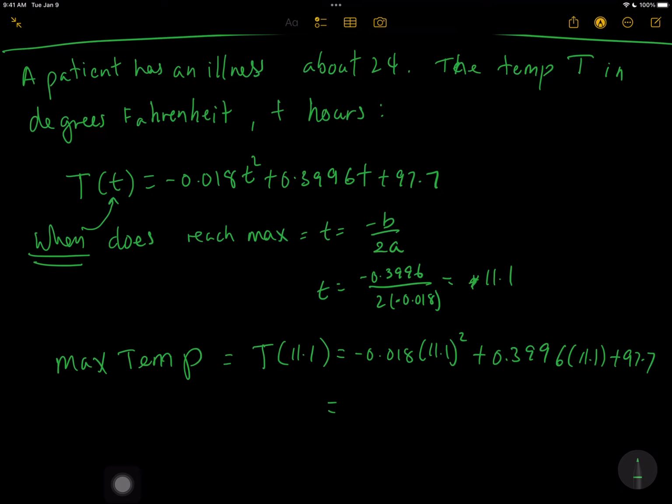Plus 97.7, and that gives us a maximum temperature of 99.91778, and that's it.